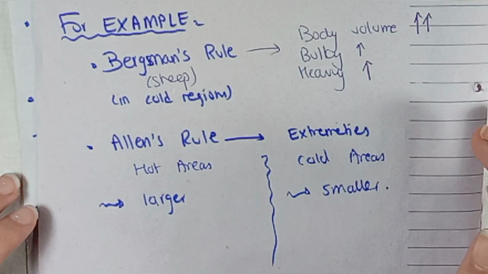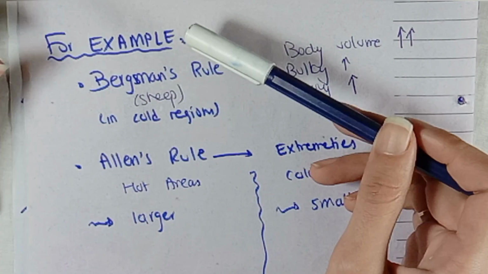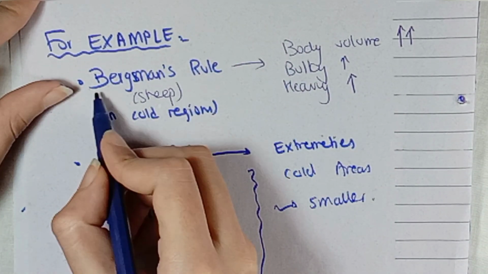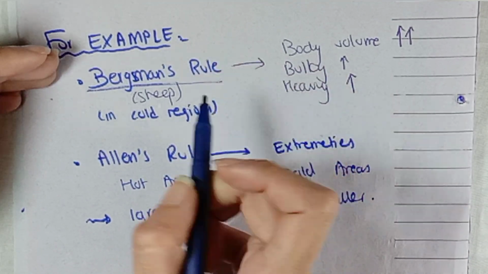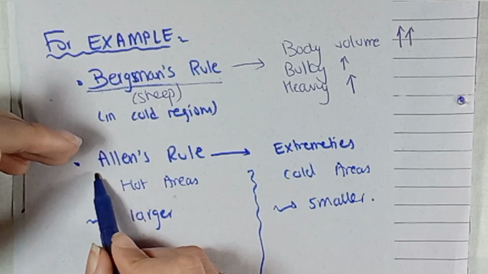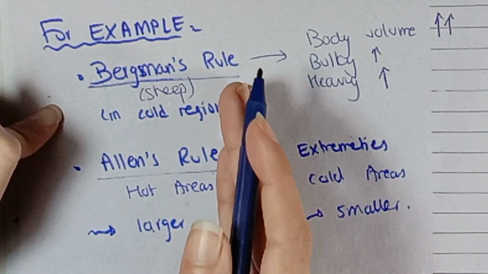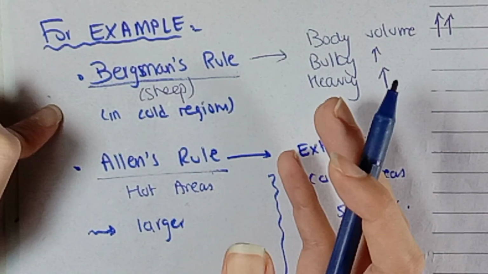Now we will see examples for the clines. To see the examples, we have to read about two rules. The first rule is Bergmann's rule. These rules are named after scientists: Bergmann's rule and Allen's rule. Now, what do we study in Bergmann's rule? Bergmann's rule is about the size or the shapes.